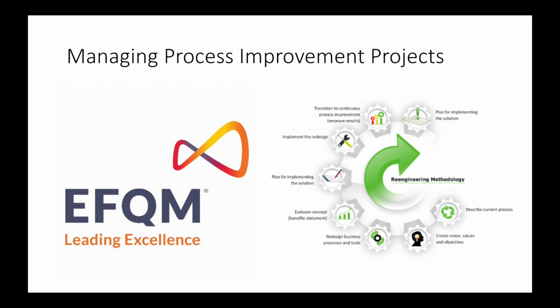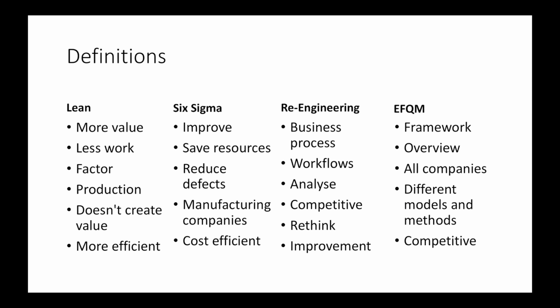Okay, so now you have learned that there are four models for improvement. But what is the definition of Lean, Six Sigma, Business Process Reengineering, and EFQM? Lean. More value for less work is the reason why Lean is used. Did you find a factor in the production that doesn't create value for the customer? Then the step will be eliminated and you will therefore be more efficient.